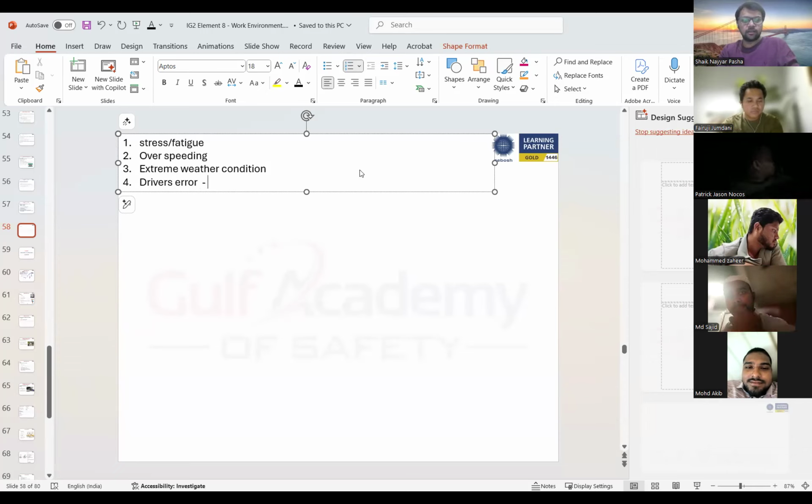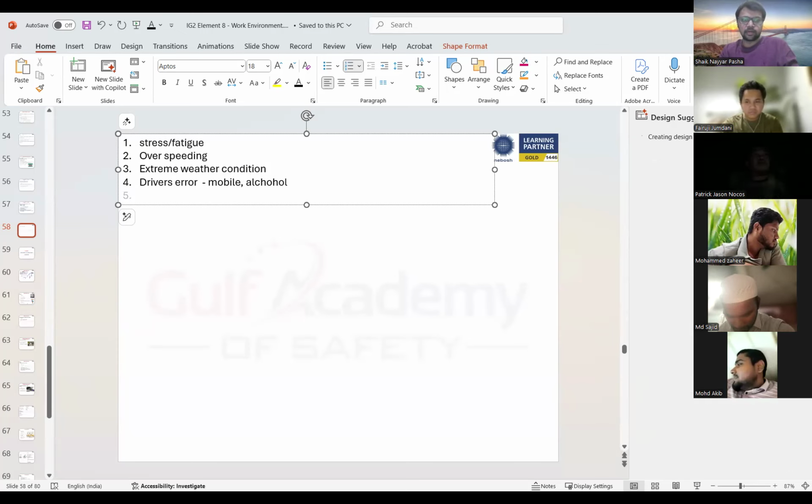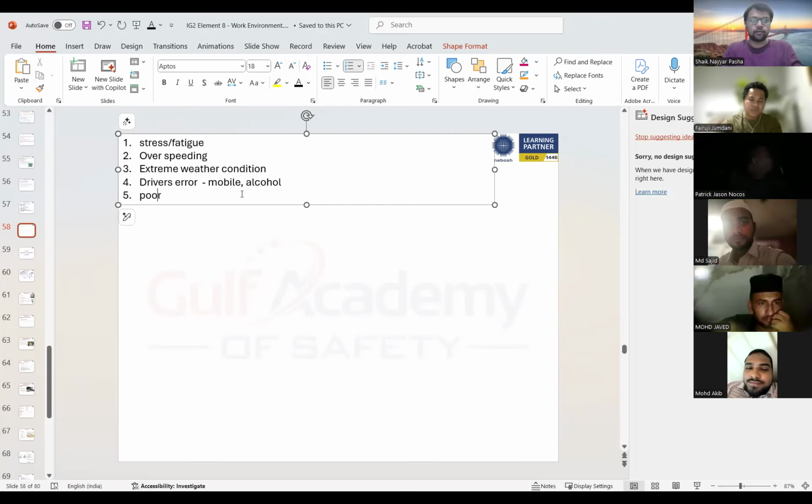Driver's error, such as using a mobile or being under alcohol or drugs. Drugs and alcohol. Okay. And somebody said something else. What is it? Inadequate training, poor training to the driver. Mechanical failure.